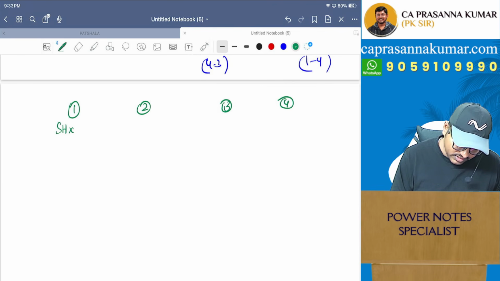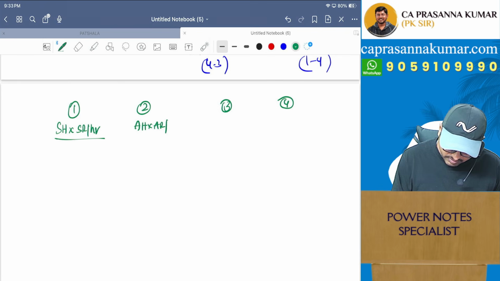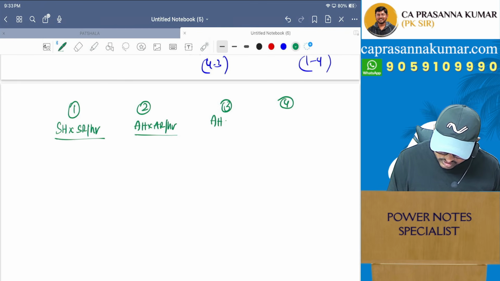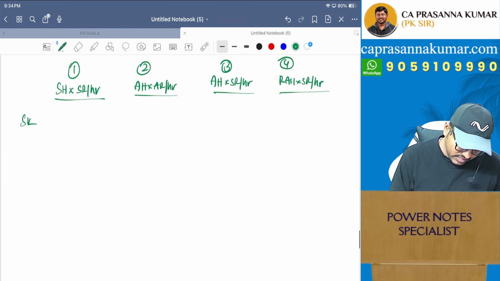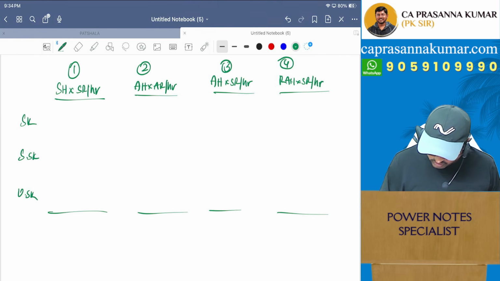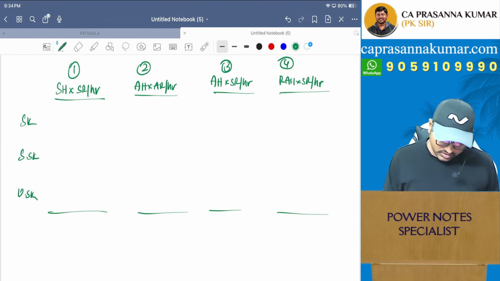First one will be SH into SR per hour, correct? Next, AH into AR per hour. Next, AH into SR per hour. Next, RAH into SR per hour. Simple. How many types of labor do we have? Skilled, semi-skilled, unskilled. Having your totals over. Done with this? Oh, fantastic.